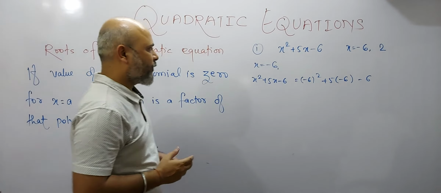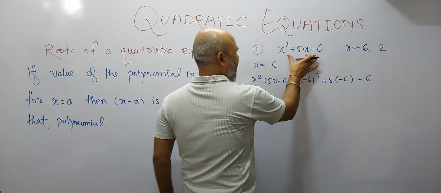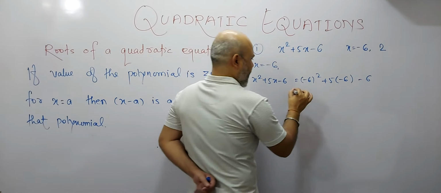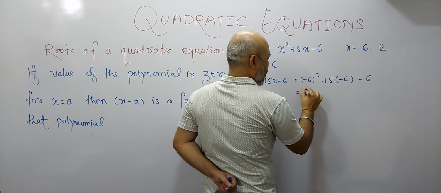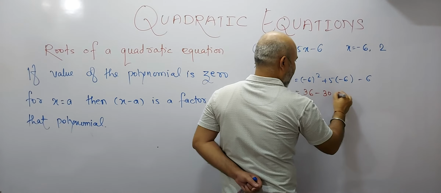Okay, so we are substituting first the value x is equal to minus 6 in the polynomial x square plus 5x minus 6. So what you will get is plus 36, this will be minus 30, and this will be minus 6.